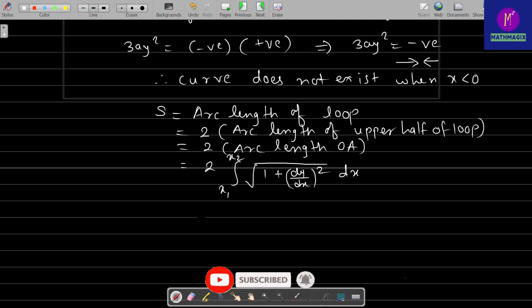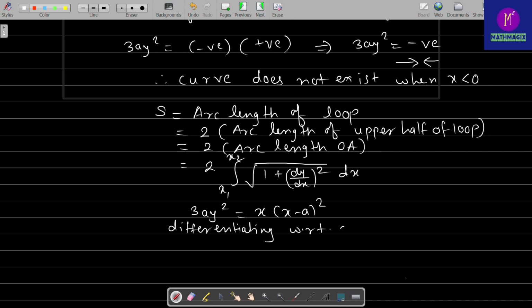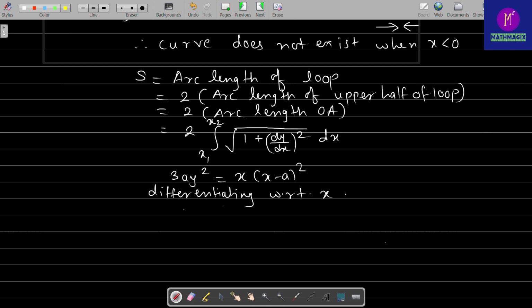So the given equation is 3ay square equals x into (x minus a) square, differentiating with respect to x. While differentiating this function with respect to x, we have to consider that y is a function of x. And here I am not going to solve this x into (x minus a) the whole square. I'll just differentiate this as it is using the u into v rule. So let us apply the u into v rule on x into (x minus a) square.